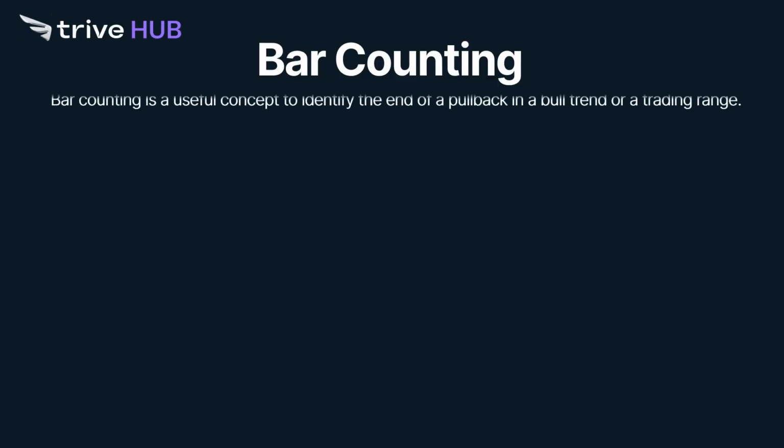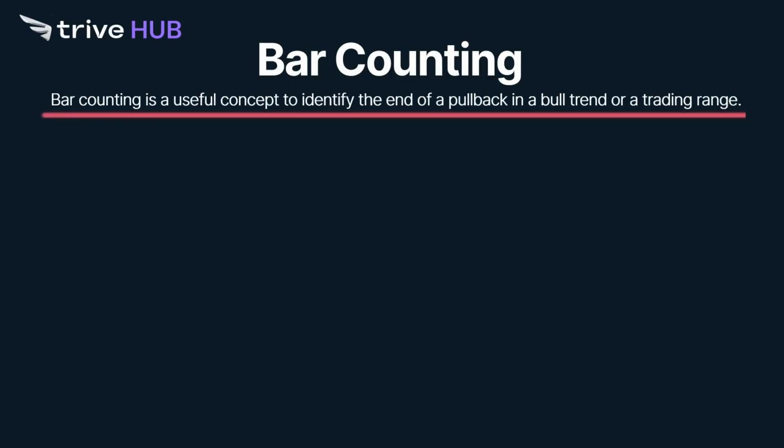Bar counting is a useful concept to identify the end of a pullback in a bull trend or a trading range. Whatever we are discussing here for a bull trend is going to apply as it is in a bear trend also. Like we understand a head and shoulders pattern and we know how an inverse head and shoulders will work automatically. It is as simple as that.